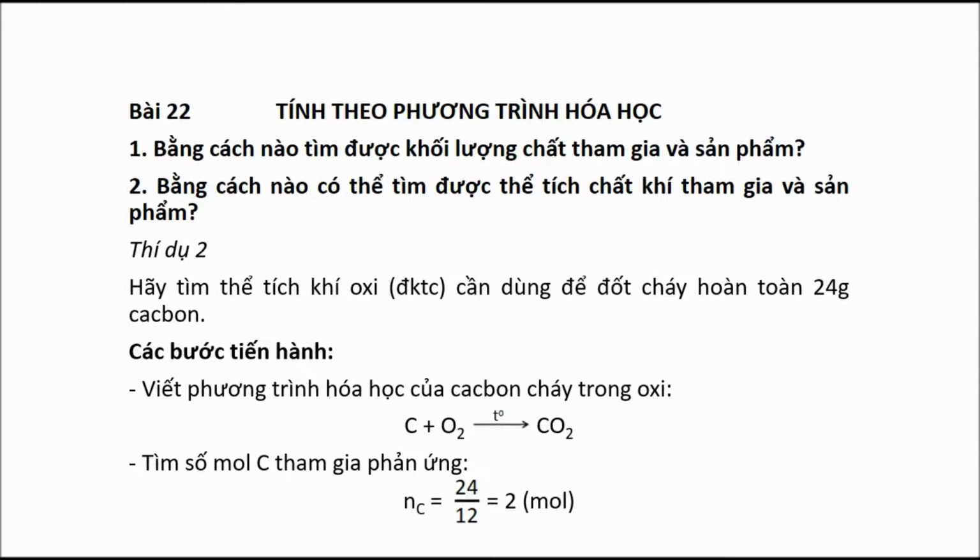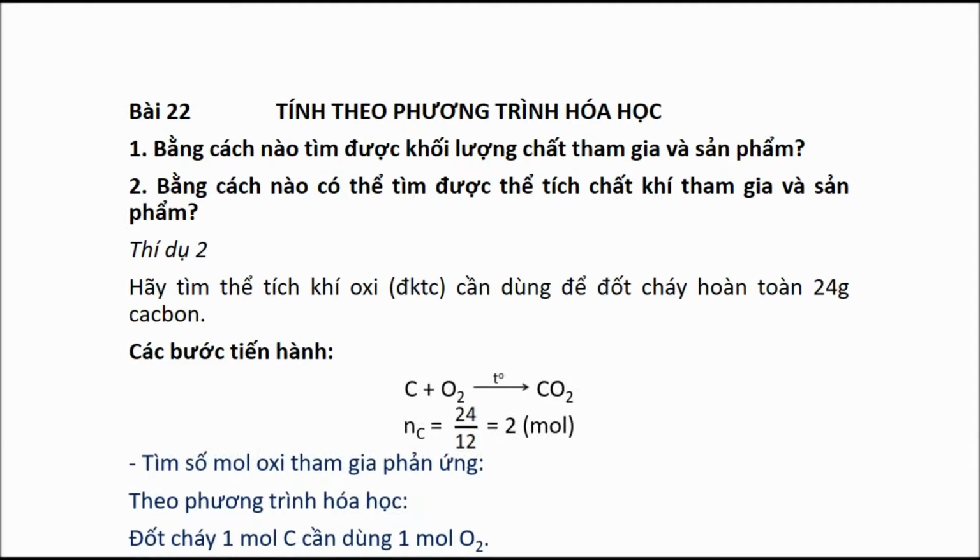Example 2. Find the volume of oxygen at STP needed to burn 24 grams of carbon completely. Procedure. Write the chemical equation of the combustion of carbon in oxygen: C plus O2, heat, forms CO2. Find the number of moles of C used in the reaction. n_C equals 24 over 12 equals 2 moles.